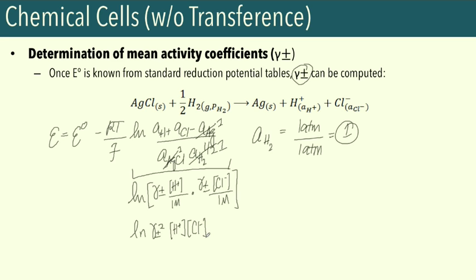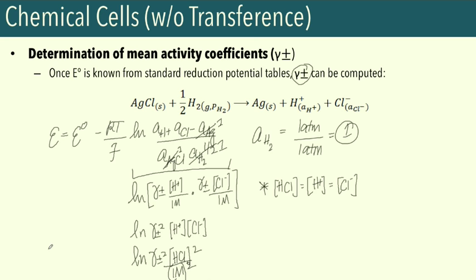Okay, but keep in mind, however, that since our H plus ions and our chloride ions are from the same chemical species, the concentration of HCl will just be equal to the concentration of H plus ions and the concentration of chloride ions. So we could rewrite this as ln of mean activity coefficient squared times the concentration of HCl squared. Just to include our standard state, 1 molar squared as well.